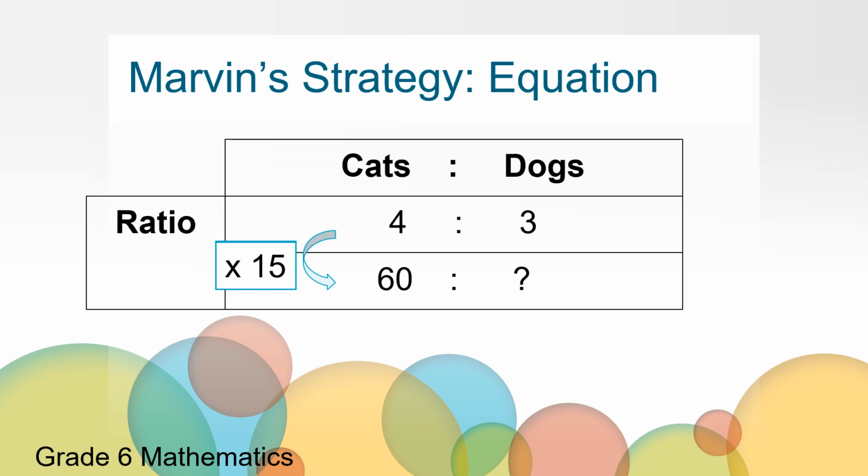He knew he could use that same multiplicative relationship to find the number of dogs. He knows that proportional relationships are always multiplicative. And he thought, I can use that same relationship. I can multiply 3 times 15 to get 45 dogs.